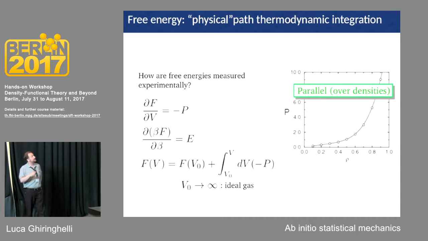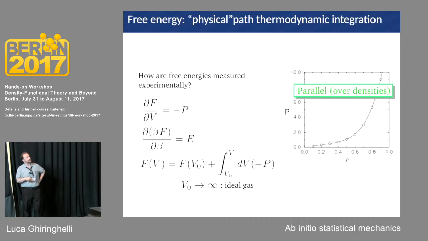So thermodynamic integration is extremely trivial. You have to start from some known derivative, like the derivative of free energy with respect to the volume is minus the pressure, or this one, and basically integrate. So the free energy, for example, at a certain volume V is the free energy at a certain volume V0 plus this integral when you go from V0 to V. So what you need is the P expressed as a function of the volume in order to do this integral, and this is known as the equation of state, right?